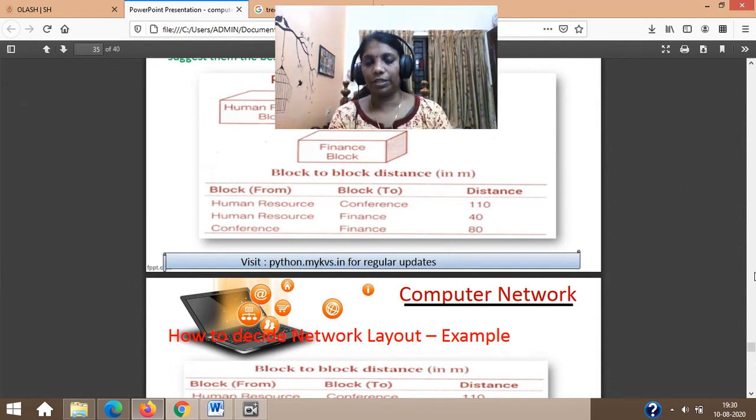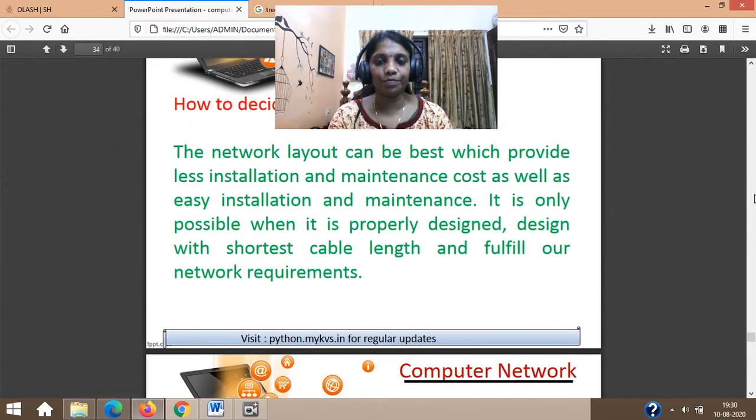So what is your network layout? Whether you should go for this topology or another topology, etc. In order to choose the best layout, we have to think about all these things. The distance is one factor, along with less installation and maintenance cost, and everything. Everything may or may not be mentioned in the question. So only after going through the question, with the minimum information given in that particular question, can we design the network. Of course, we will prefer the shortest cable length.